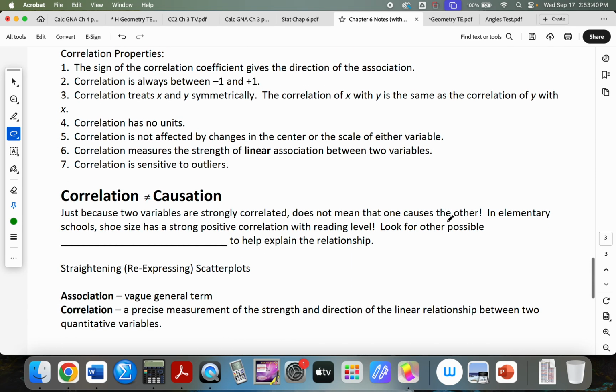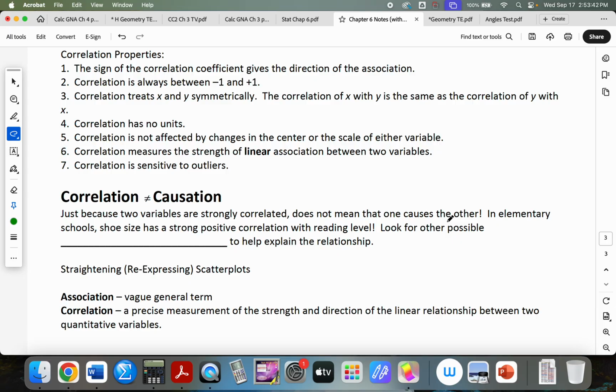All right, on to page 3, correlation properties. The sign of a correlation coefficient gives the direction of association. Now remember, association and correlation, I still have trouble, and I sometimes use correlation when I mean association. We'll talk about that in just a second. But the two are not the same. The correlation coefficient is a number, a single number.